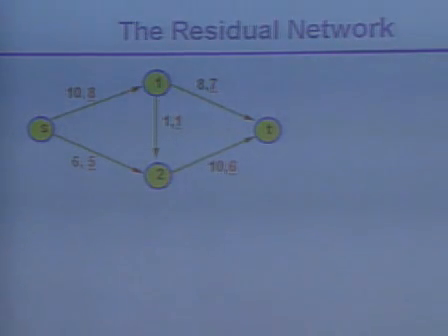Okay? So we go back to this example that we saw, and we saw that this was suboptimal, right? You could send an extra unit along the bottom path from S to 2 to T. And therefore, this is not a maximum flow. So how might an algorithm to compute maximum flows work?